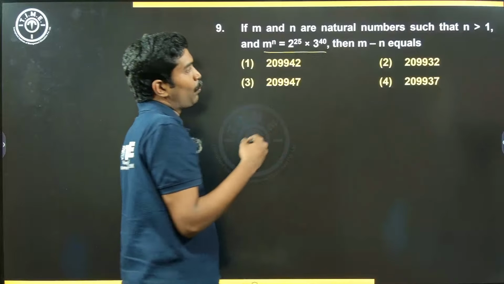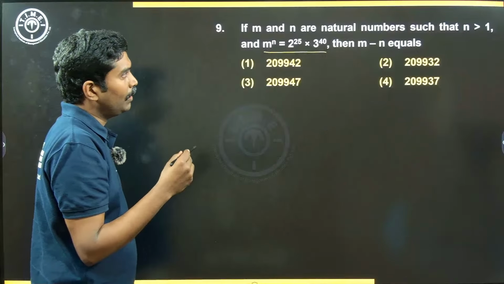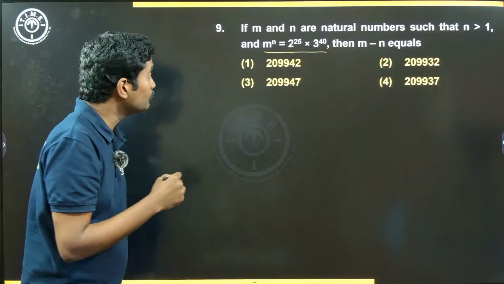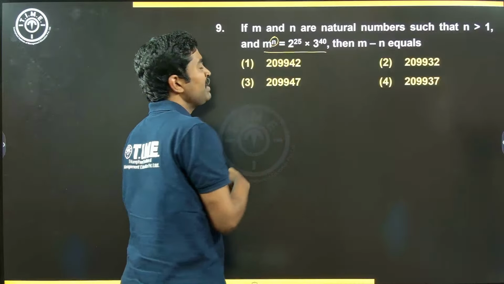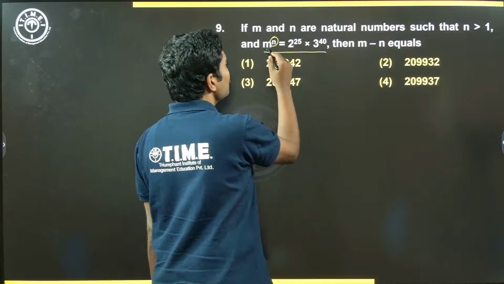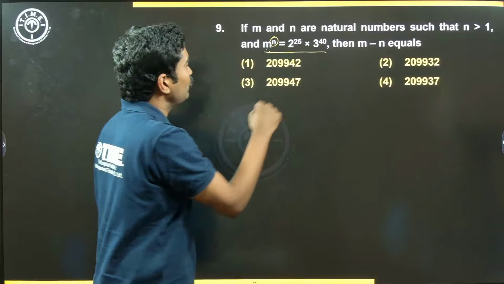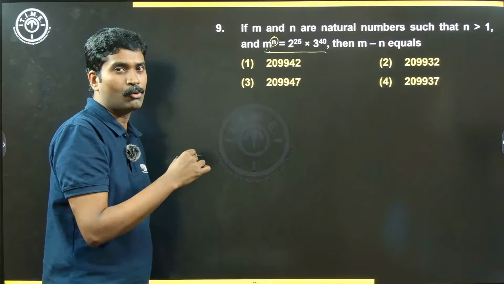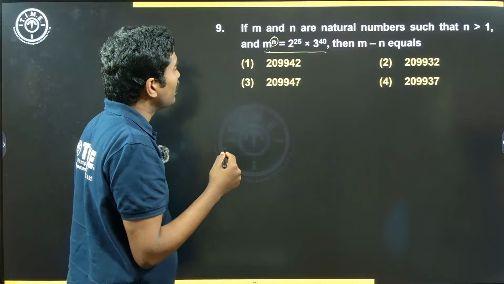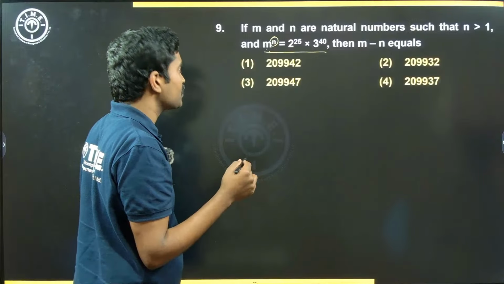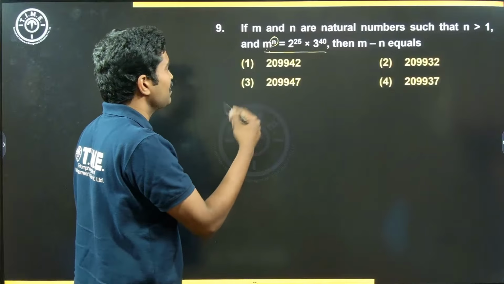N is greater than 1. How is that relevant here? N being greater than 1 means this can't be 1. So we can't express this as 2 power 25 into 3 power 40 whole power 1. That's the whole scenario that is being averted, right? We're trying to express this number as something else.